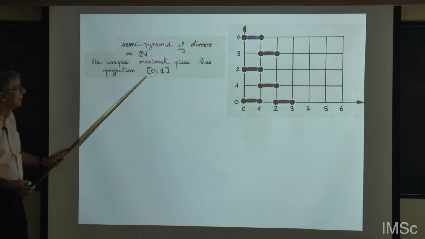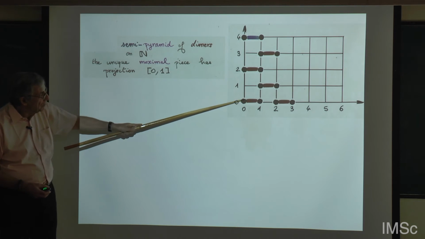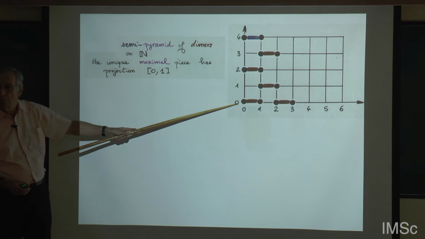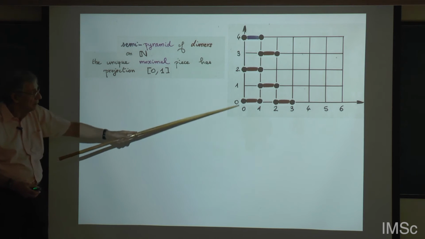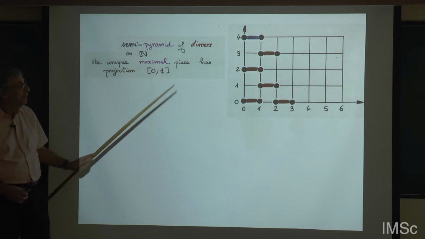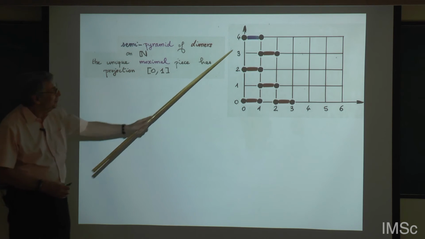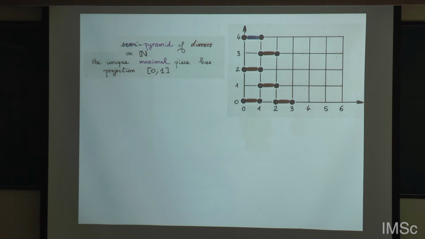And this maximal piece has projection 0, 1. See, it is a dimer, the projection is the dimer 0, 1. This means that the maximal piece in blue is touching the vertical axis. The name semi-pyramid: a pyramid would be like this, and it's like you are cutting general pyramids.